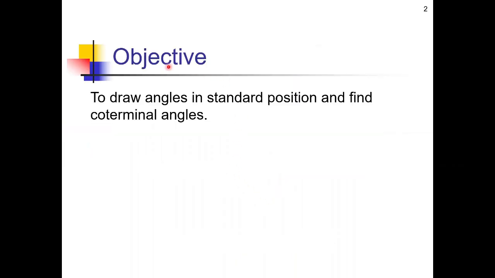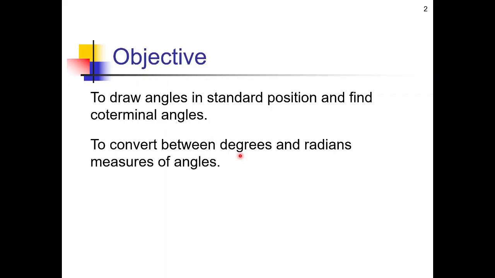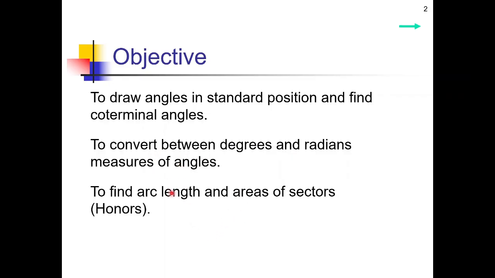In this one, we will learn how to draw angles in standard position and find coterminal angles. We will also be converting between degrees and radians measures of angles. And for the honors portion of the course, we'll be finding arc length and areas of sectors.